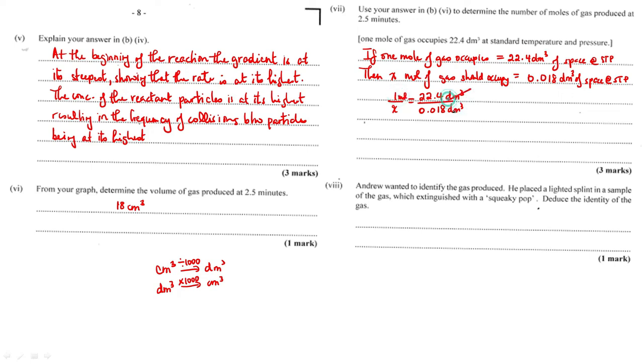So the dm cubes cancel out. So therefore, x will be equal to 1 mole times 0.018 over 22.4. And from there, we end up with 8.04 times 10 to the negative 4 moles of gas.